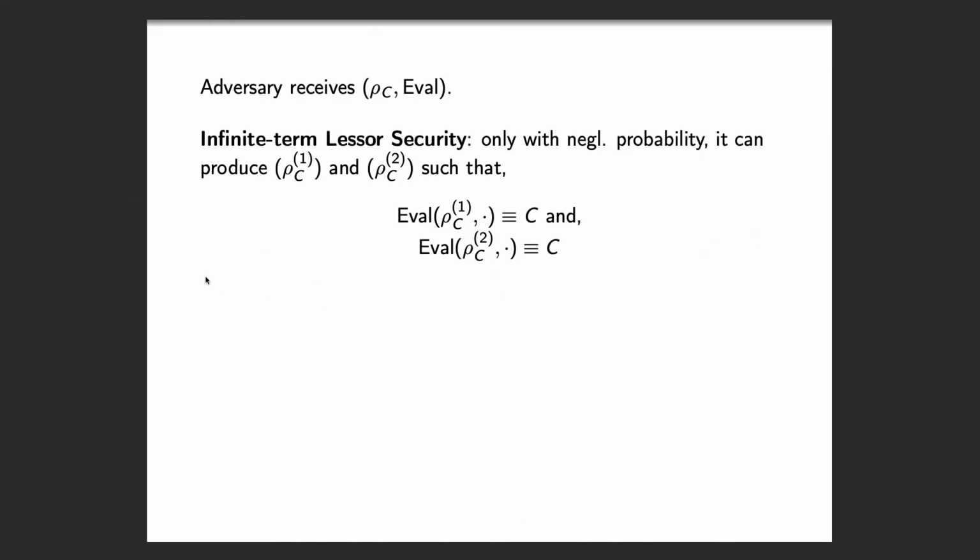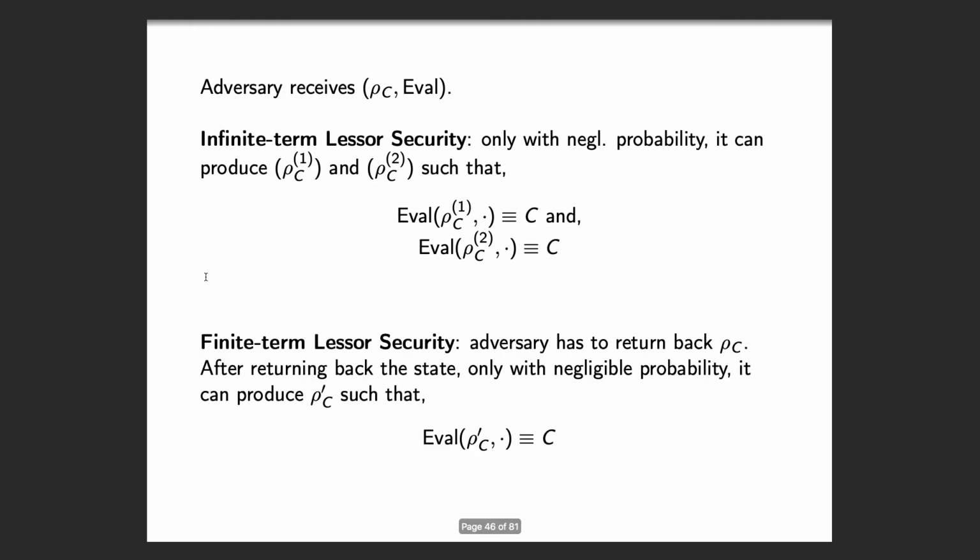So we can actually define two notions associated with this scheme. One is what is called infinite term lessor security. In this case, Microsoft leases the software to the user, and the user can keep this leased software forever. And we want the guarantee that the adversary can only produce two identical copies of the circuit with negligible probability. Another version is a finite term version. In this case, the adversary, after returning the state, will not be able to produce another state that computes the same function as before.